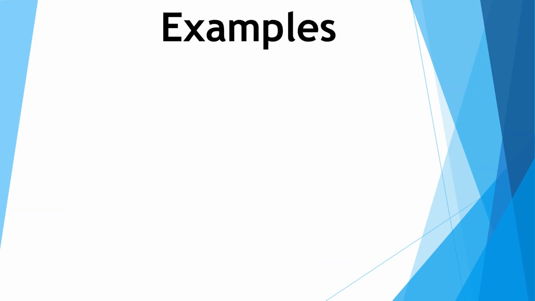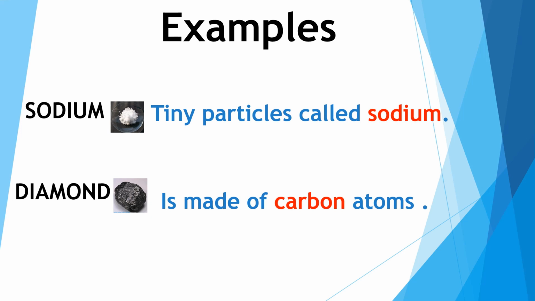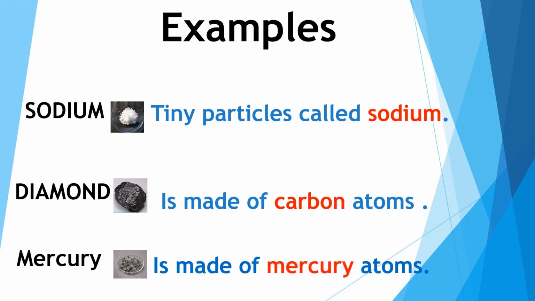We have some examples, like sodium. Sodium is made of tiny particles called sodium atoms. The other example is diamond. Diamond is made of carbon atoms, different from sodium atoms. This is mercury. Mercury is made of mercury atoms, different again.